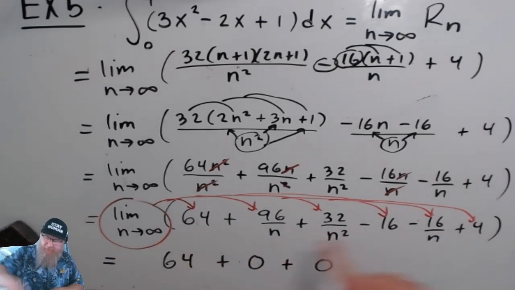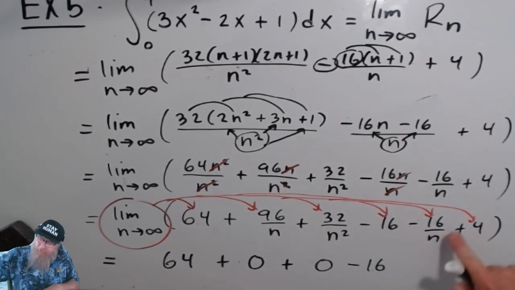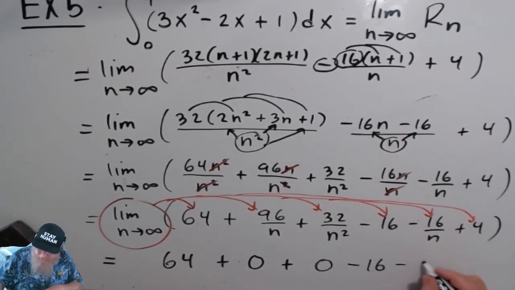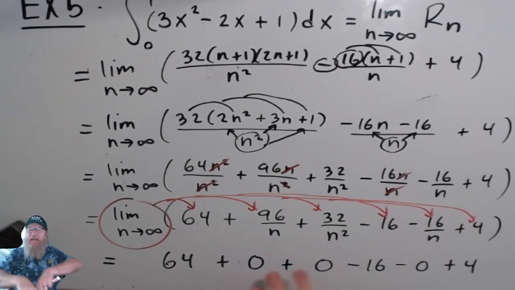We have another constant, negative 16, so that's going to stay constant. We've got another n in the denominator, so that's going to go to 0. And then we've got another constant. And there you go. That'll give you your final answer.